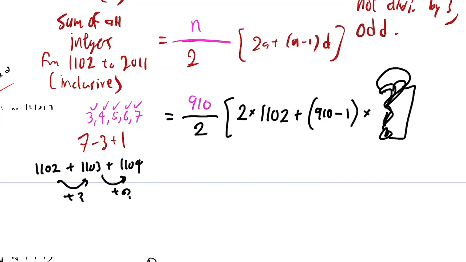Very good. Okay. Then after that, you just replace it with a 1. Is that clear? We are focusing on the sum of all the integers first. Okay, now then you just fill in the blank.